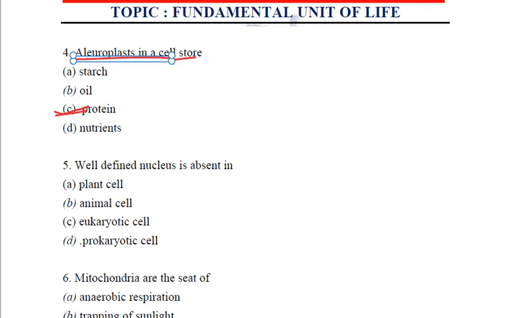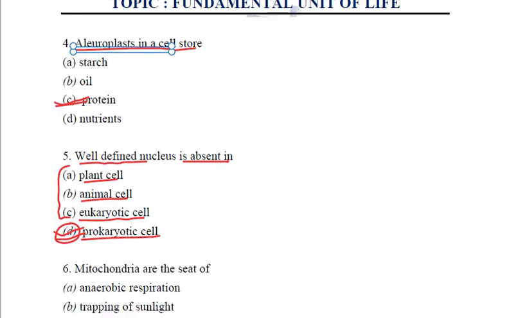Next question is, well-defined nucleus is absent in. Is it plant cell, or animal cell, or eukaryotic cell, or prokaryotic? Plant, animal and eukaryotic are one and the same thing. It is the prokaryotic cells in which we have seen that they lack a well-defined nucleus. Only nucleic acid is present. Poorly defined nucleus is present in prokaryotic cells. So out of these, option D, prokaryotic cell, is our correct option.